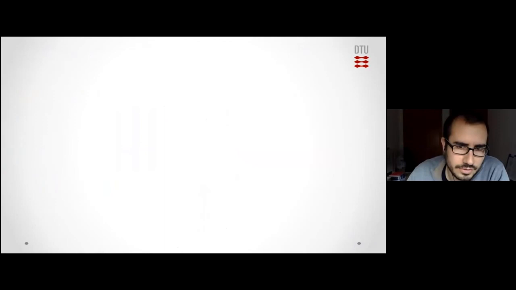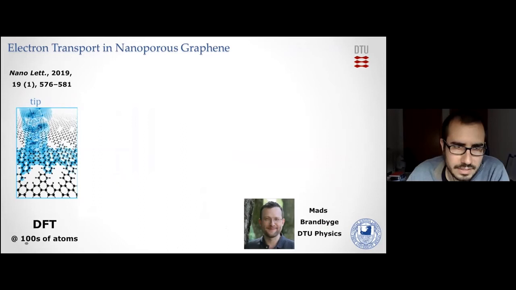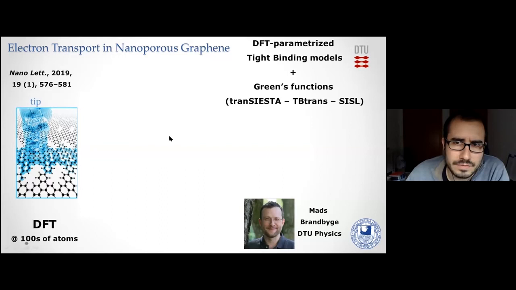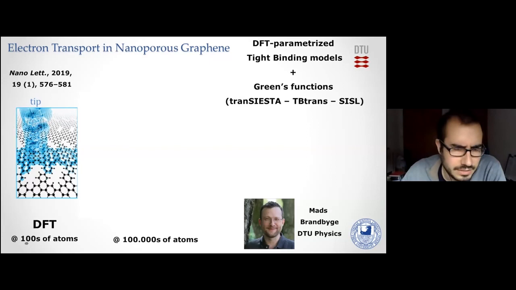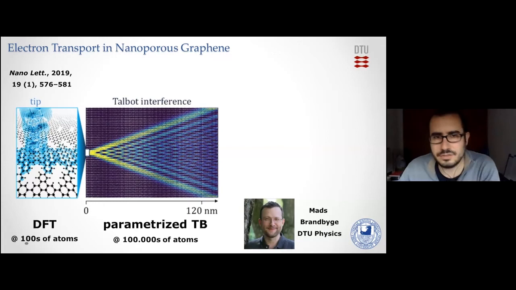However, later on, Mats at DTU started modeling the injection of electrons in nanoporous graphene. You can see here an image of the current going from the tip to one graphene nanoribbon. By using this developed theory, DFT-parameterized tight-binding models combined with Green's functions, they were able to model this transport in much larger devices, so instead of just hundreds of atoms, hundreds of thousands of atoms. And then essentially what happens, as you can see here, is that this small box is that box there, which is a DFT one, and then you have a big device of the same system.